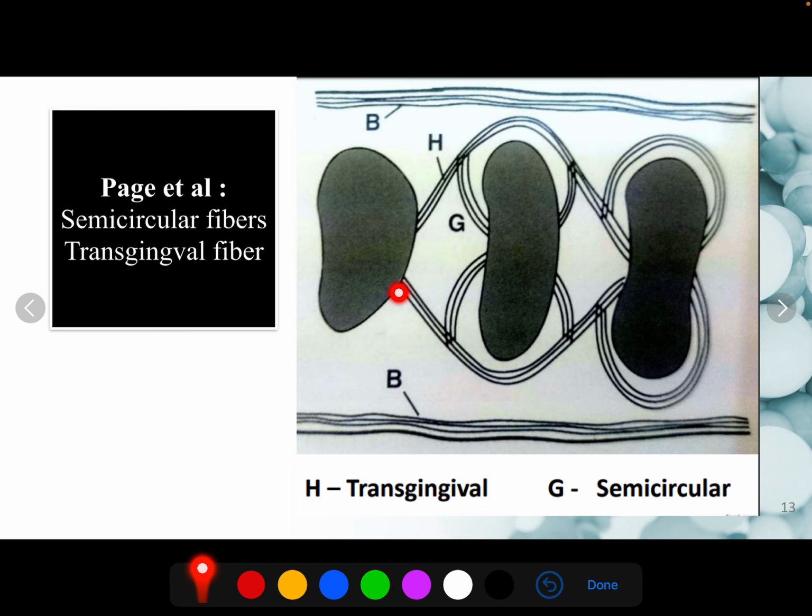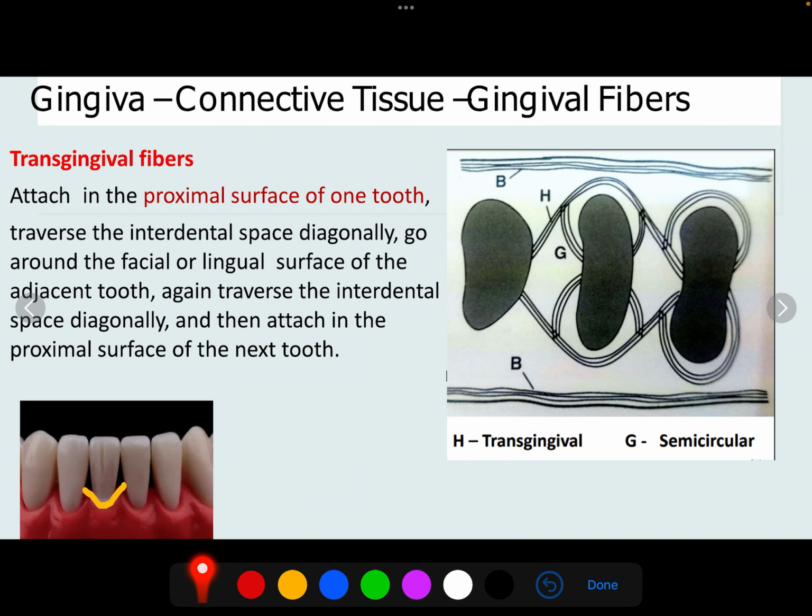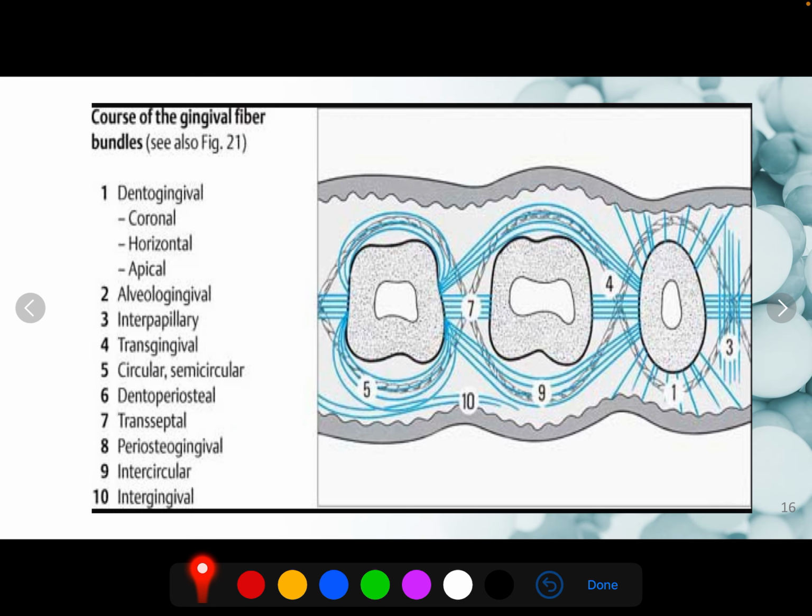Transgingival fibers arise from the proximal surface of one tooth. They move diagonally in the interdental region, then along the facial or the lingual surface, then again move diagonally in the interdental papilla region and get attached to the proximal surface of the next tooth. So this is about the semicircular fibers. This is about the transgingival fibers. These pictures show the course of various gingival fiber bundles in gingiva.